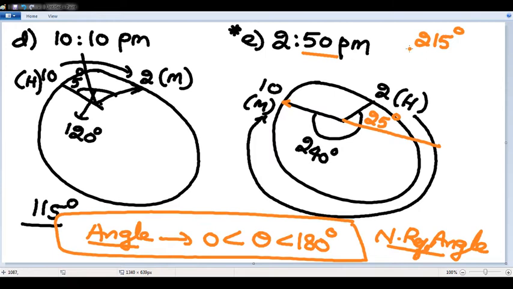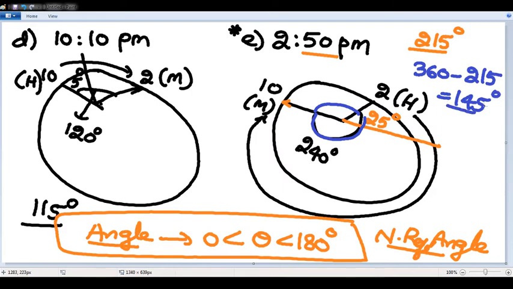So this is 215 degrees. But the question is to find the angle, so I don't require this angle. I require the other angle. Total angle in a circle is 360. 360 minus 215, the answer is 145 degrees.